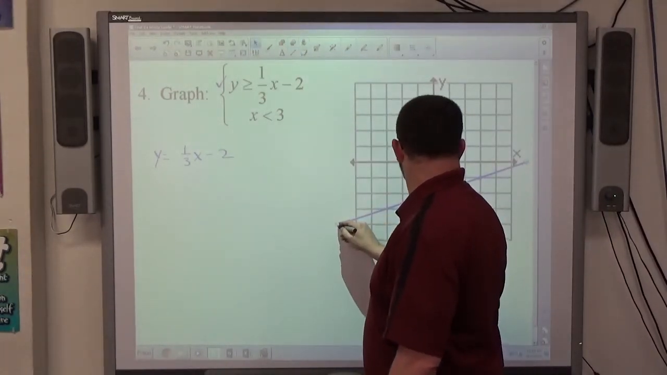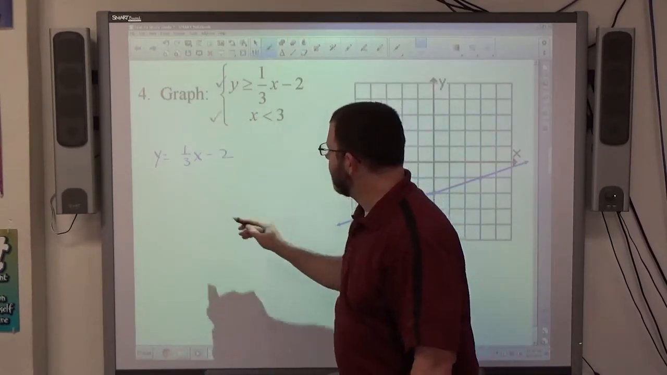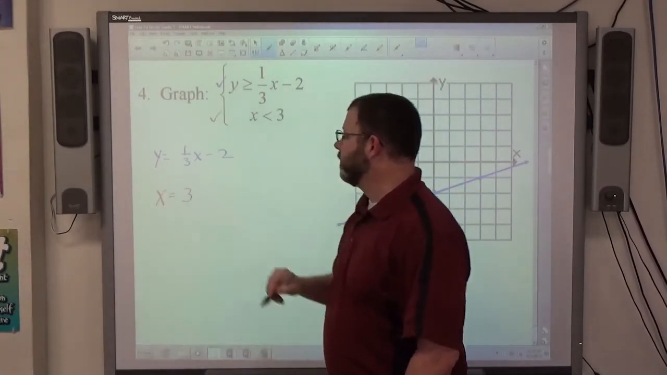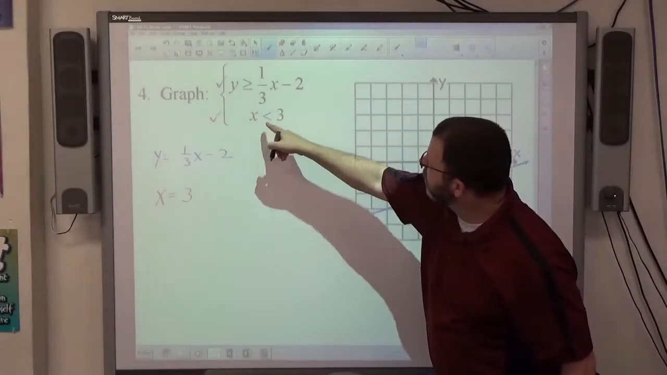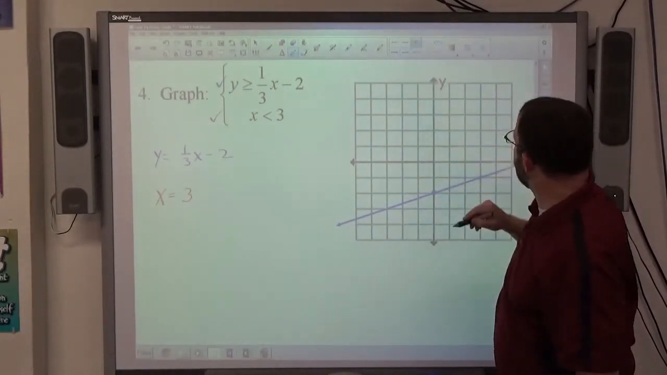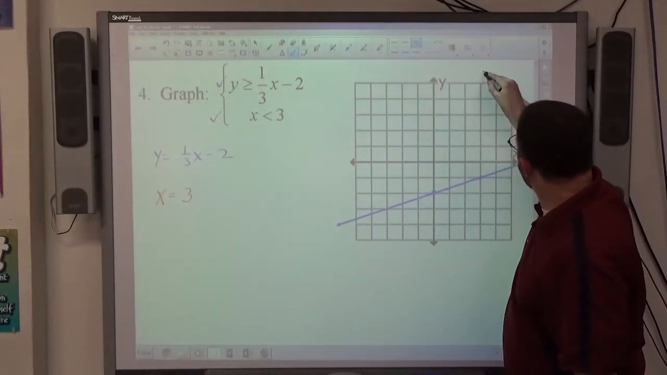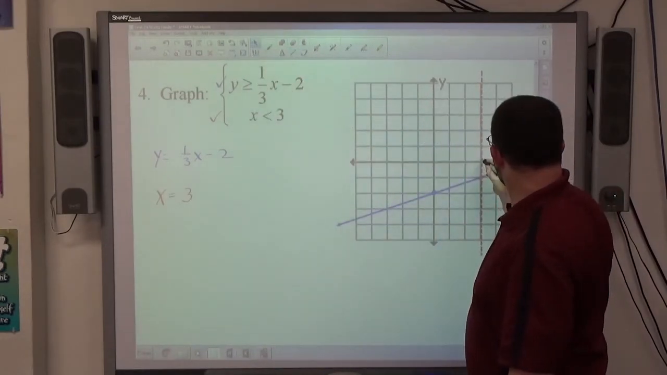The second boundary line has us graphing x equals 3. X equals a number is a vertical line. This is going to be a dashed vertical line because it does not say equals to. So I'll get my line out here, get a dashed line at positive 3. We should have arrows on the end of that line, so let me fix that real quick.